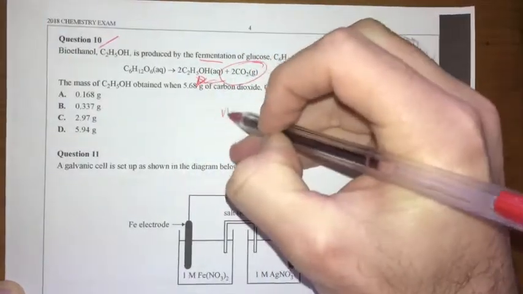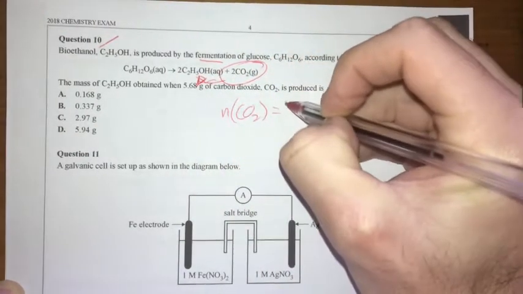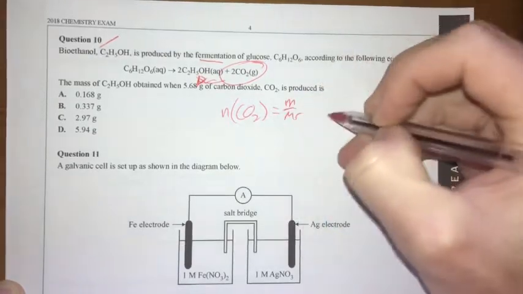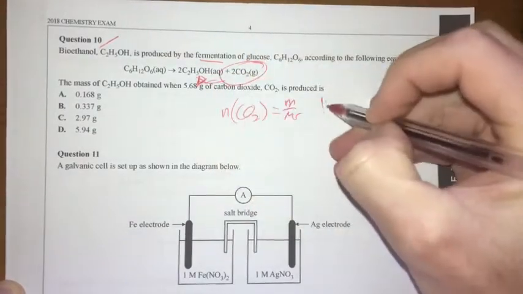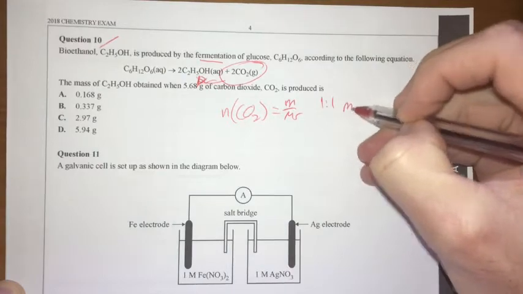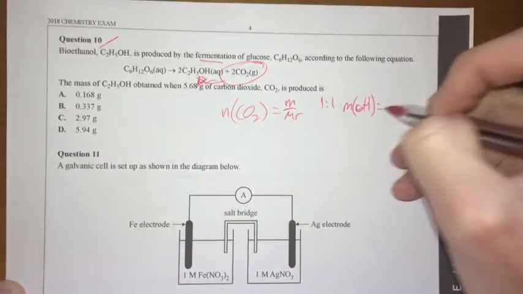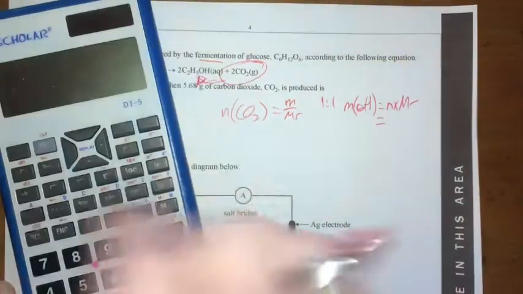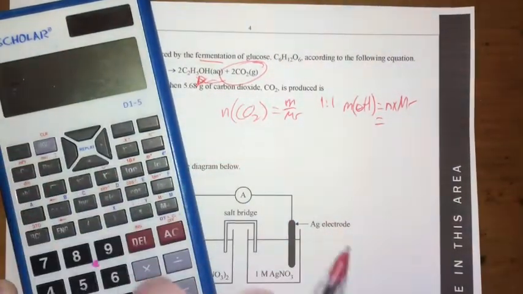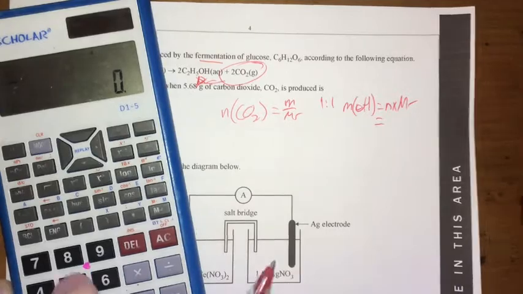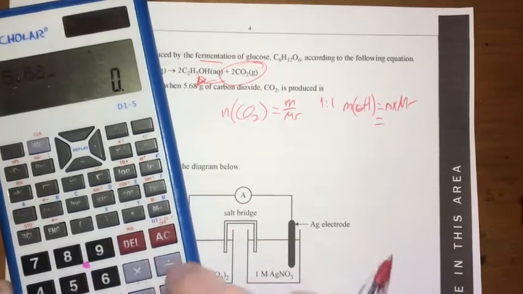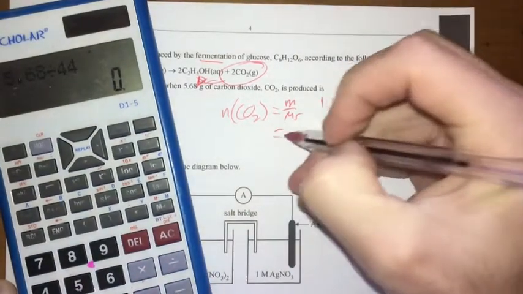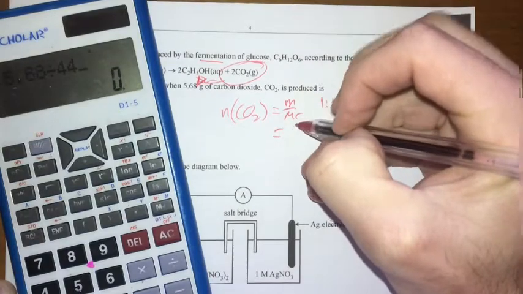So therefore, you're going to find the number of moles of carbon dioxide equals mass over molar mass. You're going to ratio it, which is 1 to 1. And then you're going to work out your mass of ethanol, which will be equal to number of moles times molar mass. So let's first of all work out our number of moles of carbon dioxide. It is going to be 5.68 divided by 44, because I know that's my molar mass of carbon dioxide.